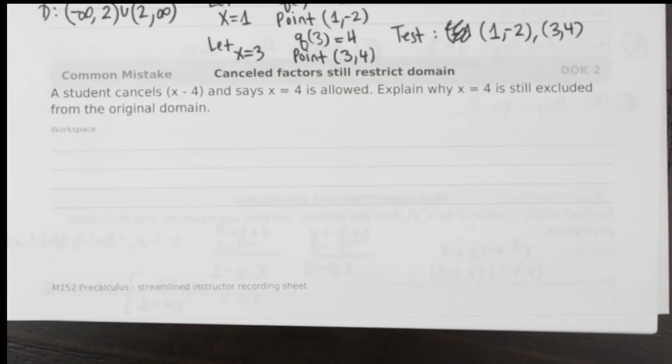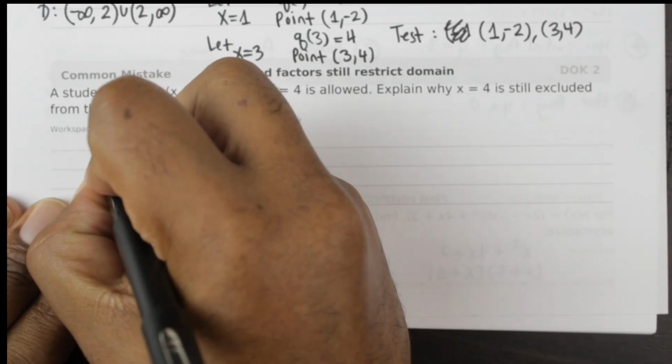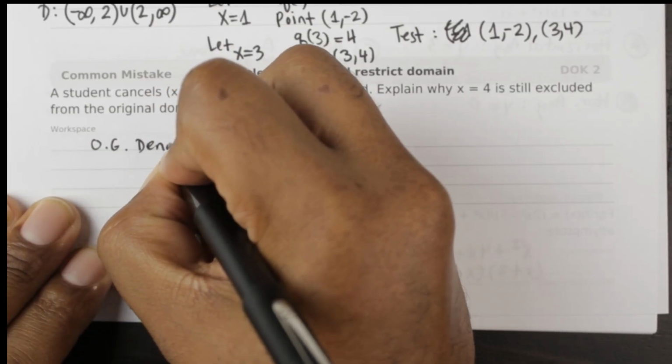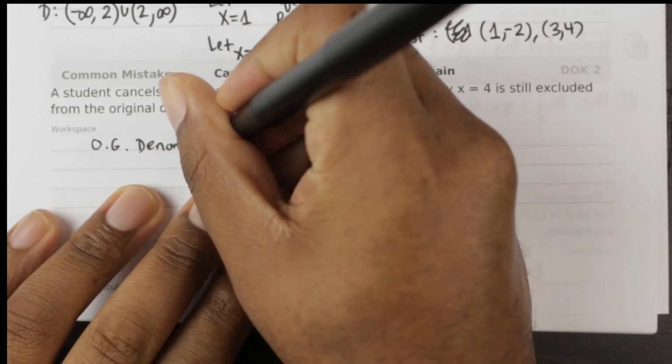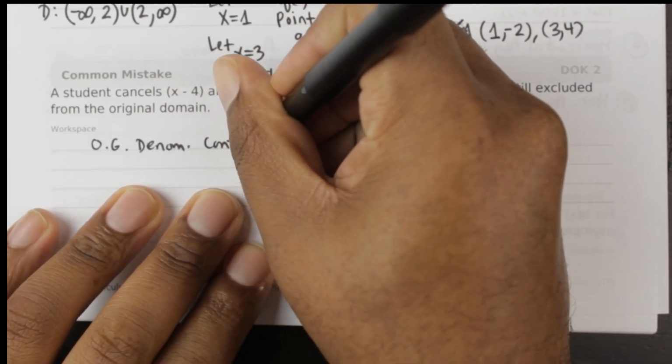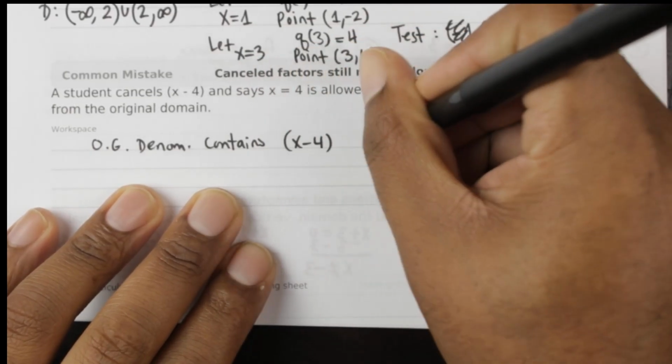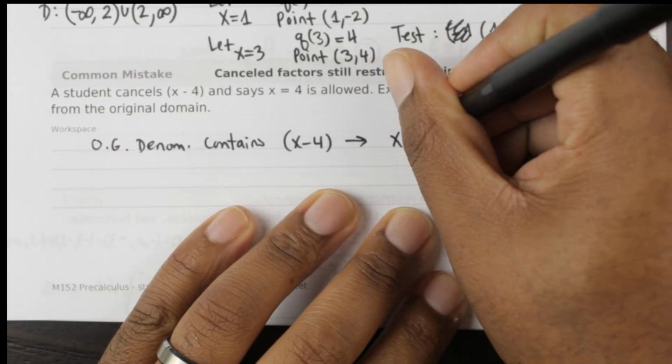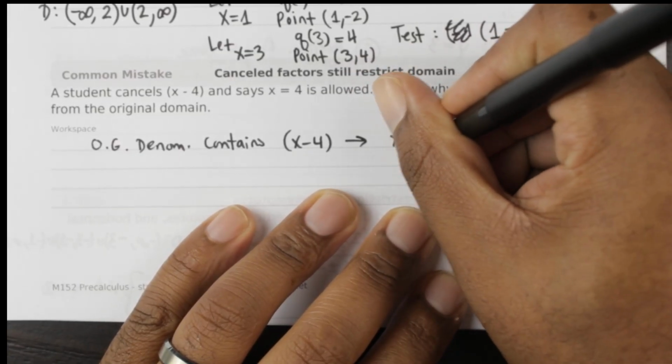Okay. All right, so a common mistake: a student cancels x minus 4 and says x equals 4 is allowed. Explain why x equals 4 is still excluded from the original domain. So the mistake is forgetting the original denominator. If x minus 4 is in the original denominator, then x equals 4 made the original denominator equal 0. Even if the factor cancels later, the original function was never defined at x equals 4. So if the original denominator contains x minus 4, then x minus 4 cannot be equal to 0.